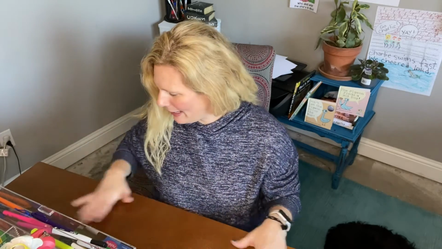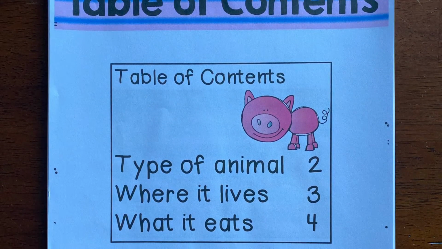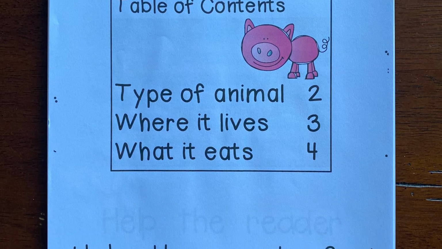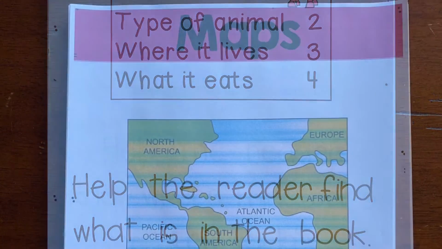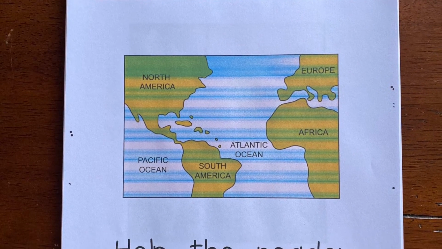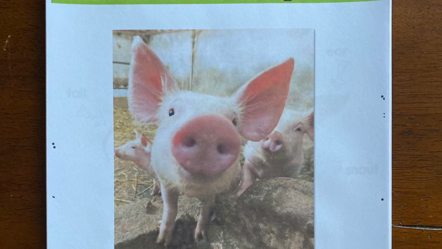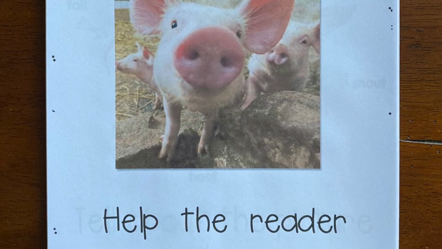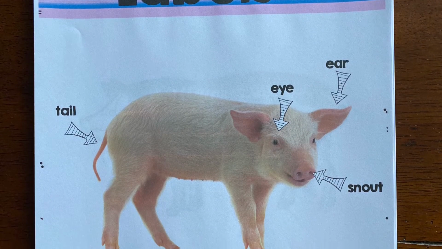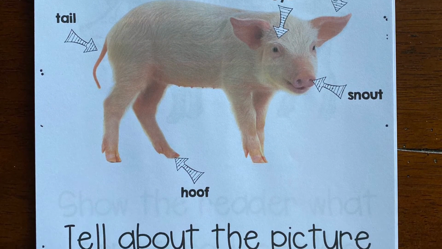Okay, now we're going to look at a few other text features that we might include in our nonfiction text, and then writers, you be thinking about how you can include that in your writing, okay? The table of contents will help the reader find what is in the book. Maps help the reader know where things are in the world. Close-ups help the reader see details up close. Labels tell about the picture and its parts.